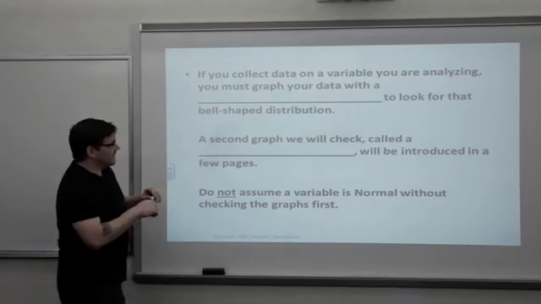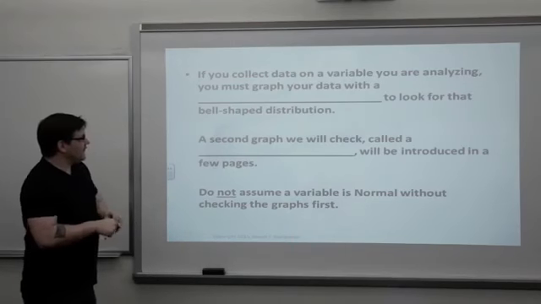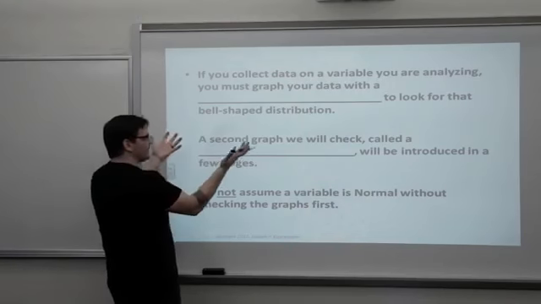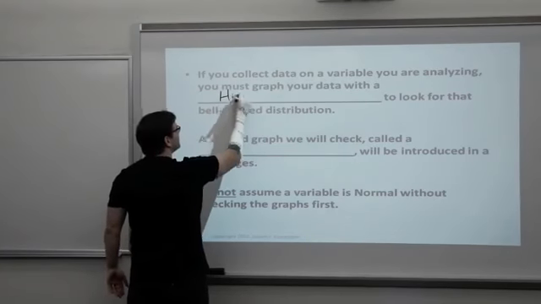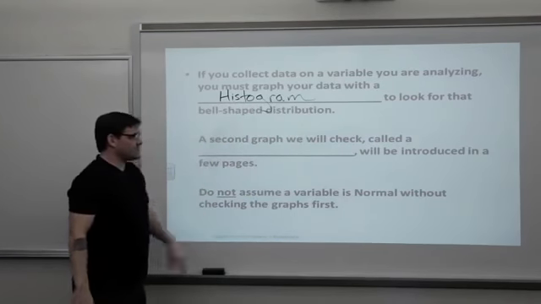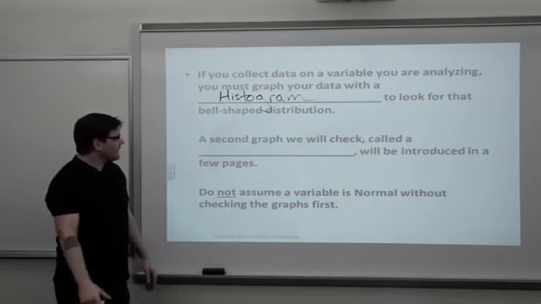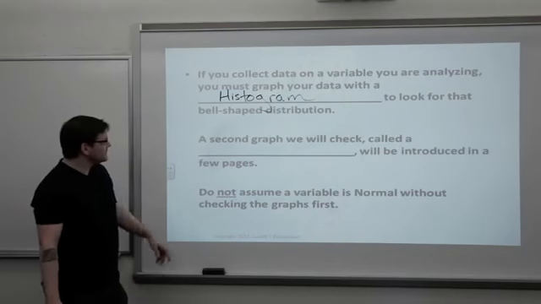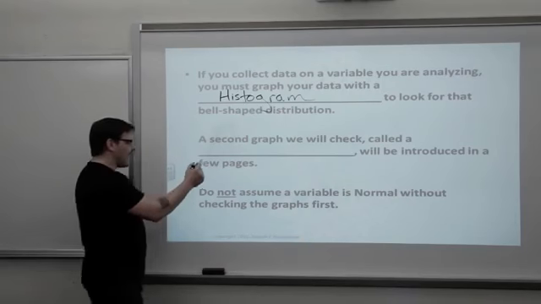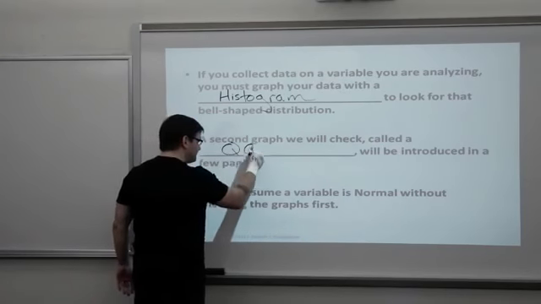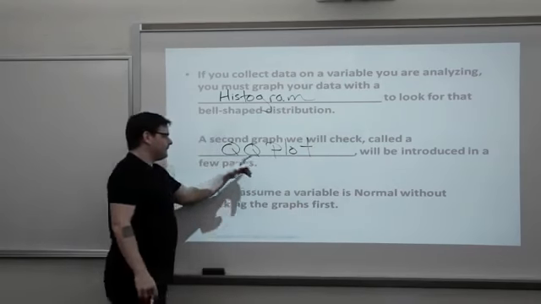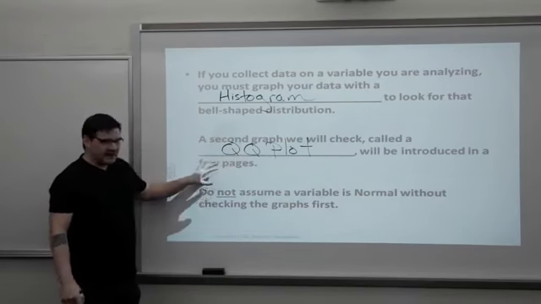We'll collect some data on a variable that we're analyzing in this course. The graph that we'll check first to see if a normal model is appropriate is a histogram. And that's, of course, the first graph that we'll always start with when we're graphing a quantitative variable. There is a second graph to check, and there's a reason we'll need to check both. It's called a QQ plot. We'll do that towards the end of lesson 12.